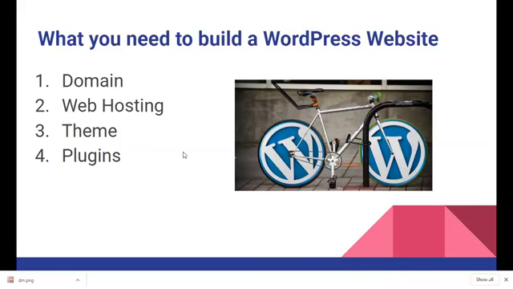All right, what do you need in order to build a WordPress website? Well, there are basically four things you're going to need if you want to build a professional WordPress website. The first thing you would need is a domain. A domain is your web address. Every website has a web address such as facebook.com, google.com, instagram.com, jumia.com.ng. That's the web address, and that is what we refer to as a domain.